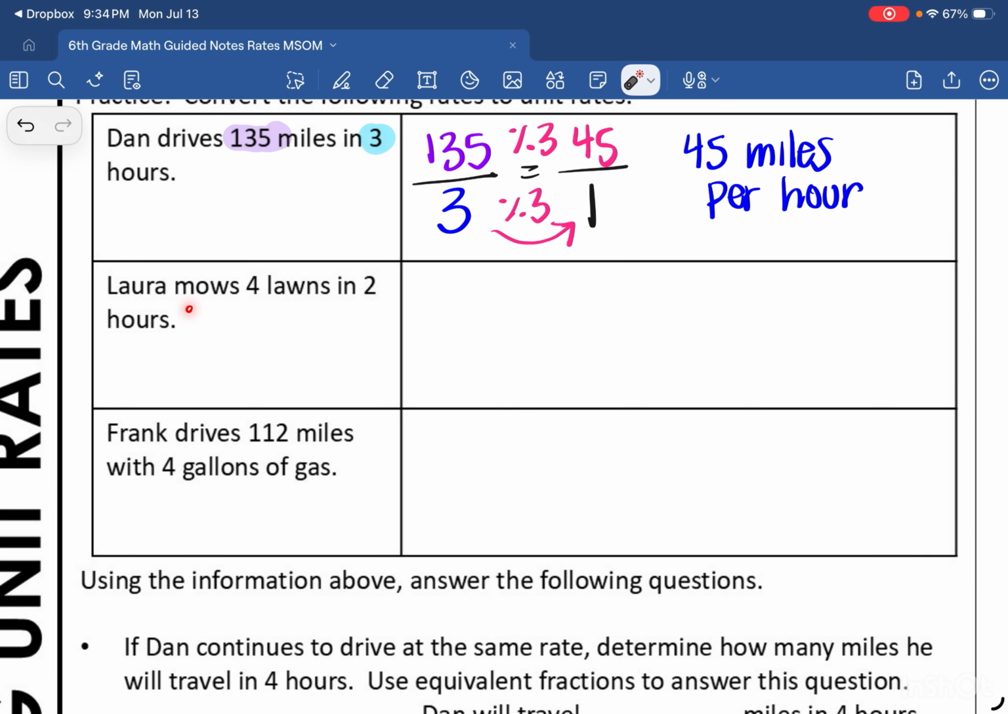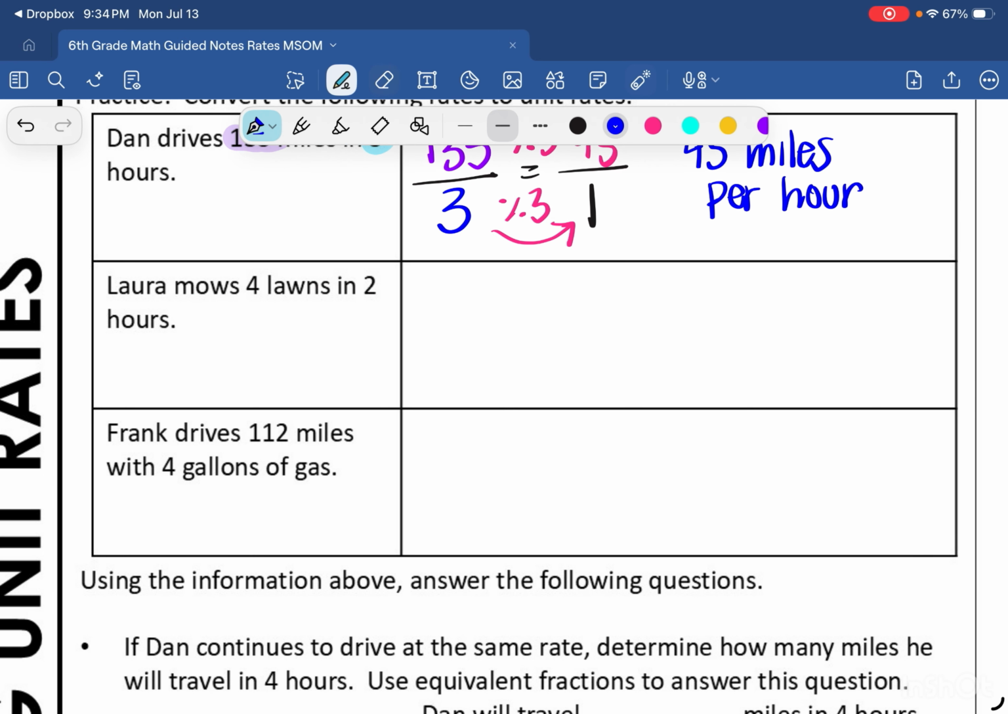Lara mows 4 lawns in 2 hours. So I'm going to have 4 on the top and then 2 on the bottom. I want my bottom number to be 1, so how do I get from 2 to 1 using multiplication or division? I will divide by 2, so I divide the numerator by 2. 4 divided by 2 is 2, so my unit rate is 2 lawns in 1 hour.